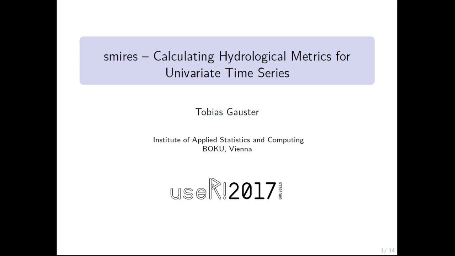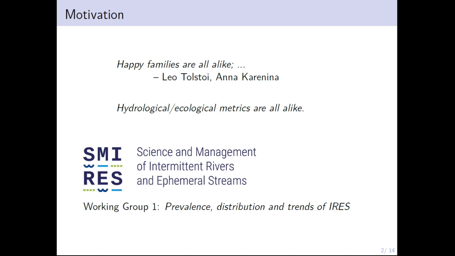My name is Tobias, and I'm going to introduce the package smiri, which offers a framework for calculating hydrological metrics or ecological metrics for univariate time series. SMIRES is also the name of a huge EU project researching intermittent streams. These are streams which regularly fall dry. In this project, we have to calculate lots of similar metrics, and instead of implementing every metric in a single function, we developed a general framework to do so.